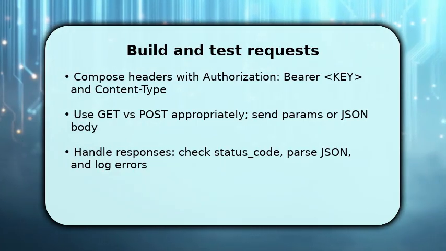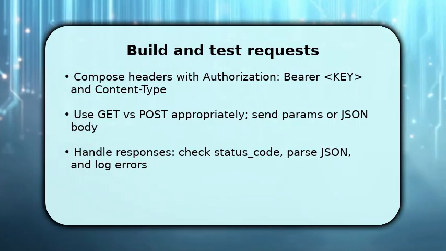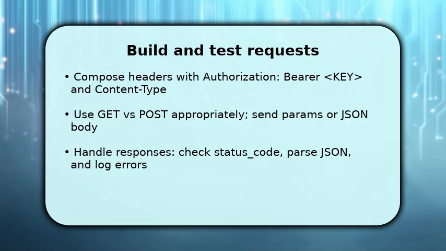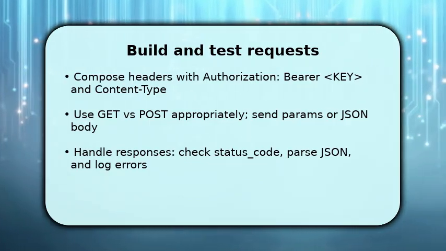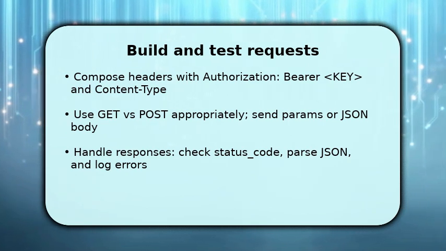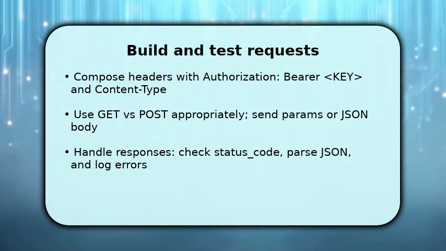Once you send the request, inspect response.status_code and call response.json() when appropriate. Handle non-200 codes with retries or exponential backoff. Finally, add logging and unit tests so your request flow stays reliable and debuggable.